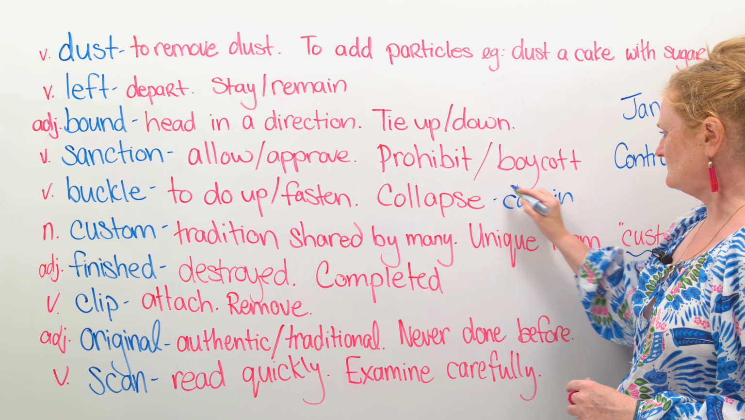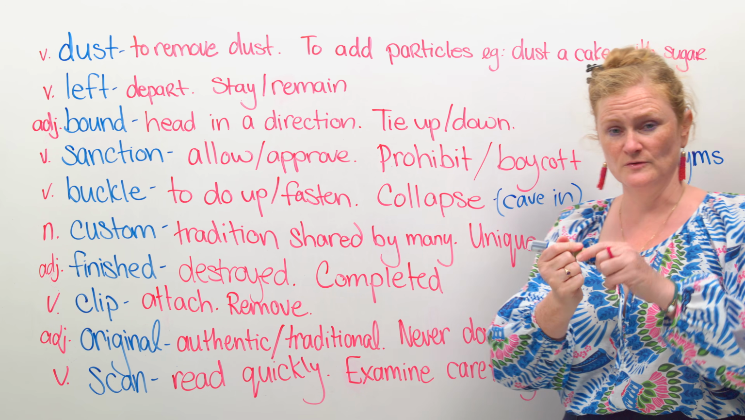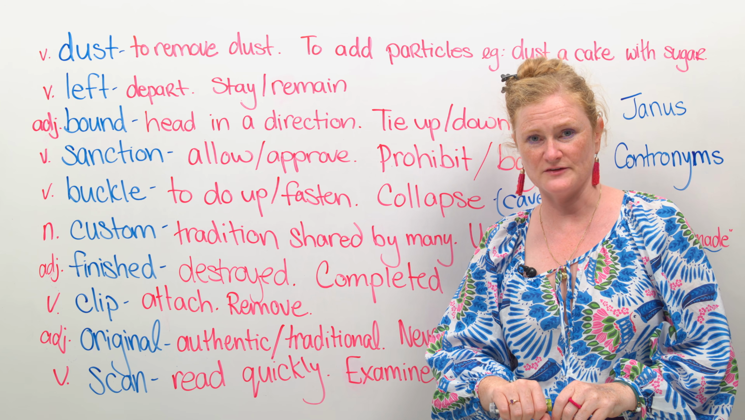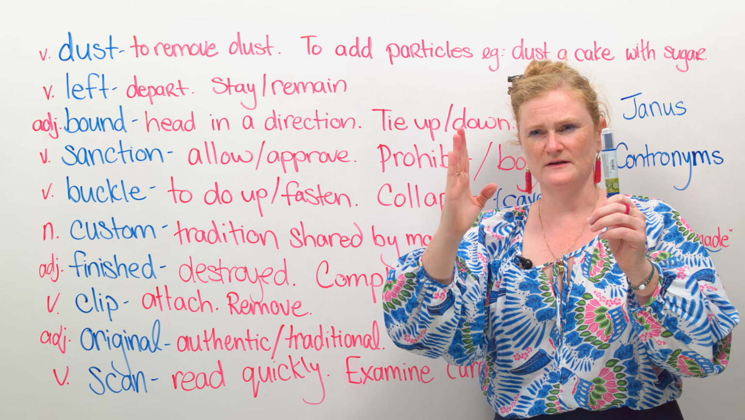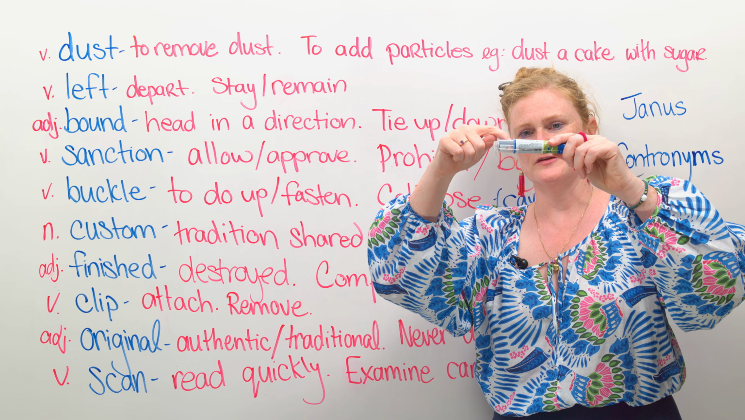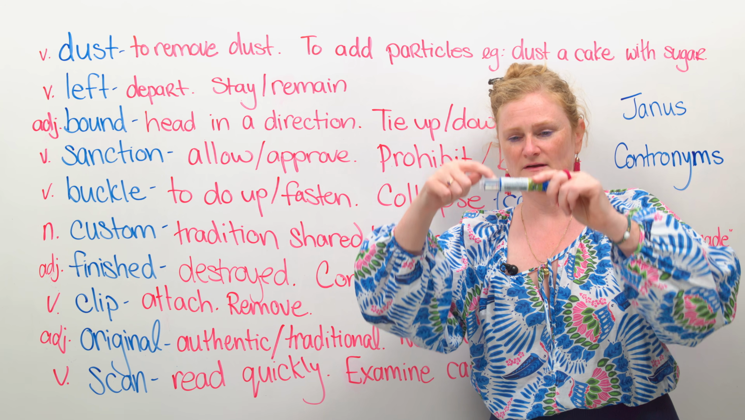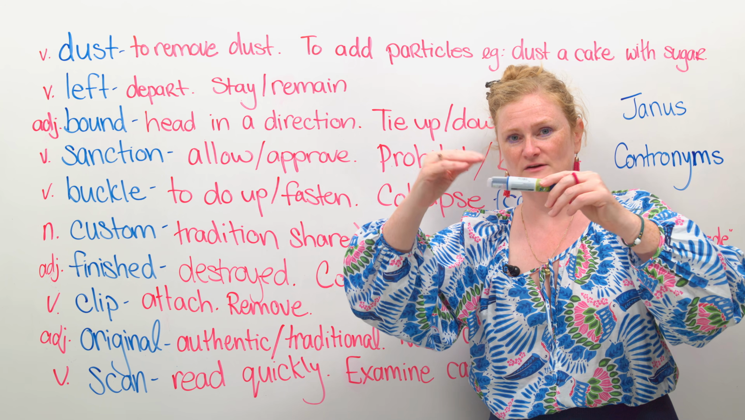So, if something collapses, it means there's too much weight on something and it just falls. Like a building, it's very old. A bird comes and sits on it. Really fat bird, man. Huge bird. And the building just caves in or collapses.